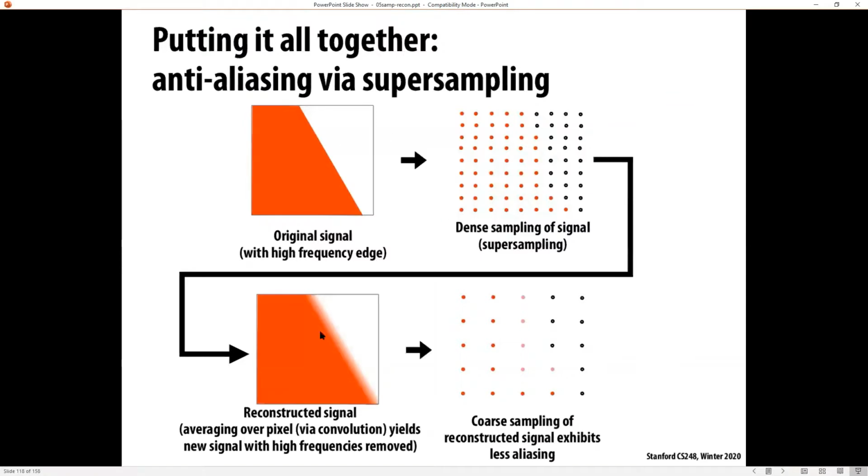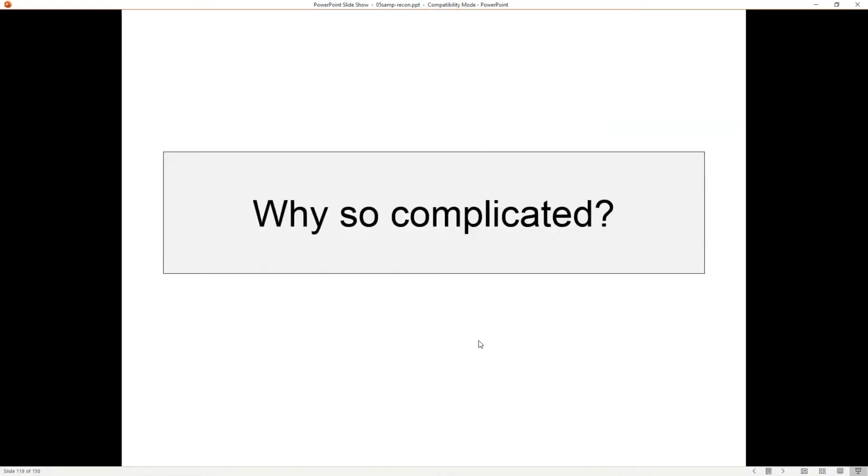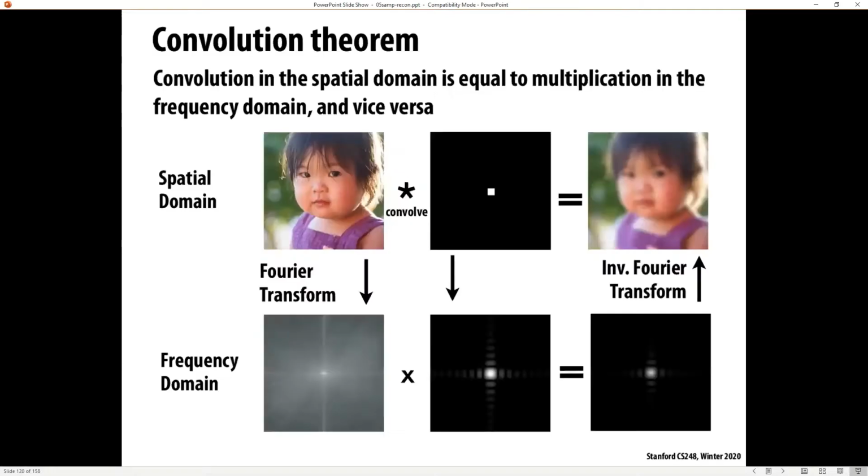This slide we saw before. This is talking about the same thing. We have the higher frequency samples, we get our reconstruction, we take our lower frequency samples. So why is this thing so complicated? Where's the rocket science in here? Okay, let's come back to this thing.